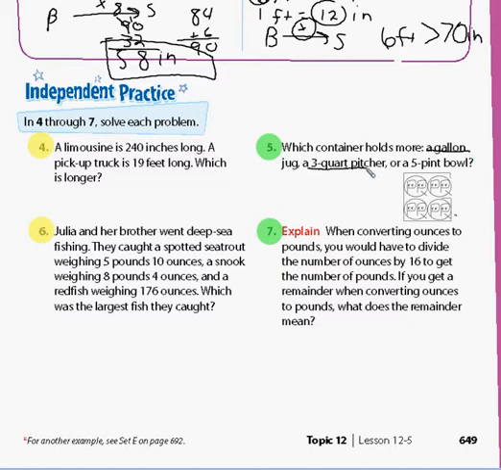The 3-quart pitcher, there's 4 quarts. So 3 of them are going to be less than our gallon. And then our 5-pint bowl, okay, that's 1, 2, 3, 4, 5. You can see that's also smaller. That's even smaller than our 3 quarts. So our gallon jug's going to be the largest.